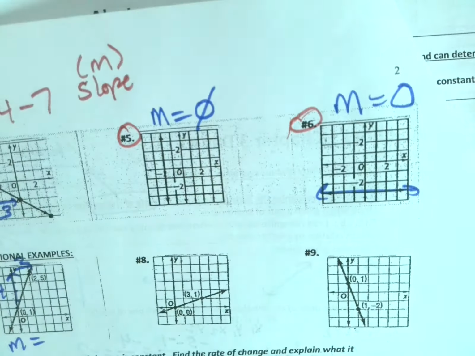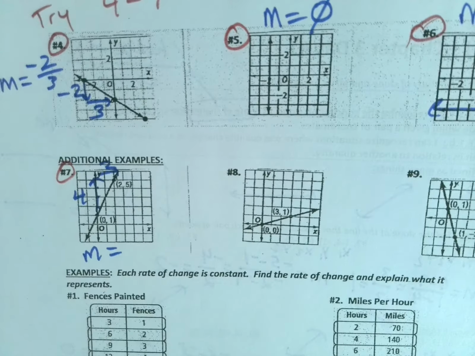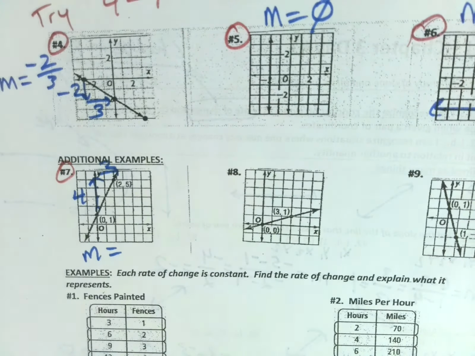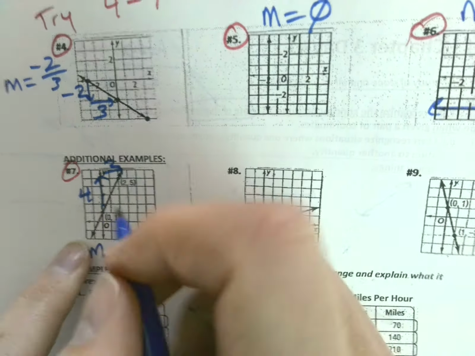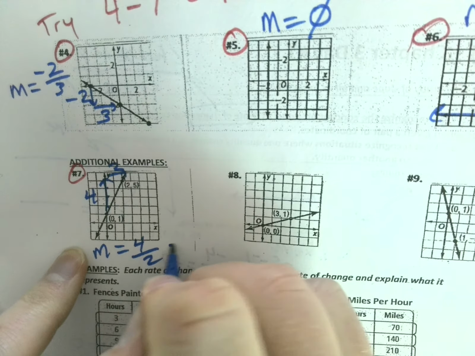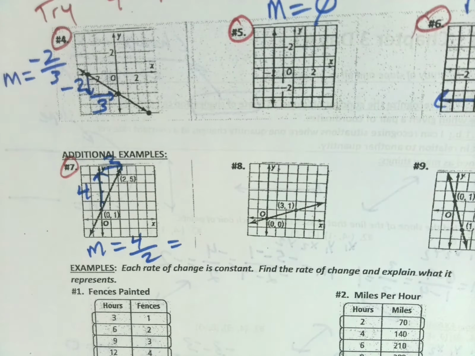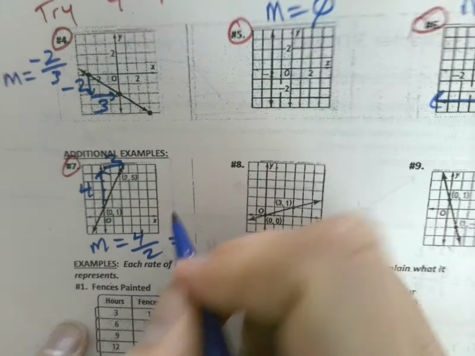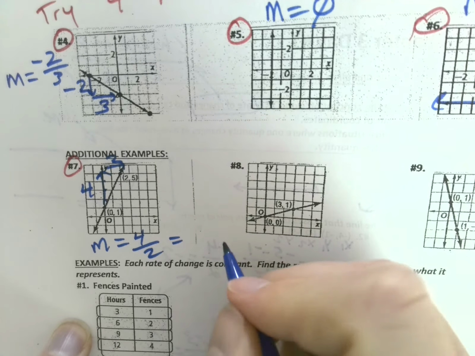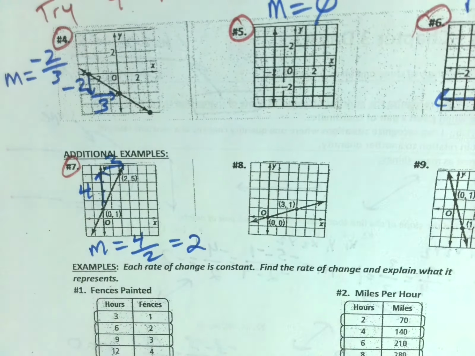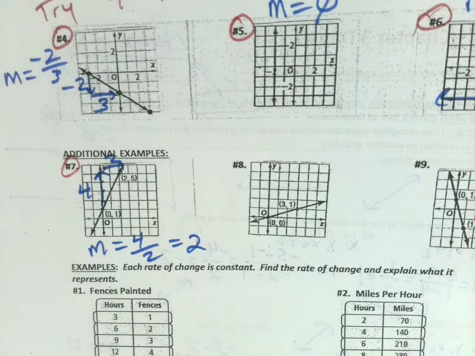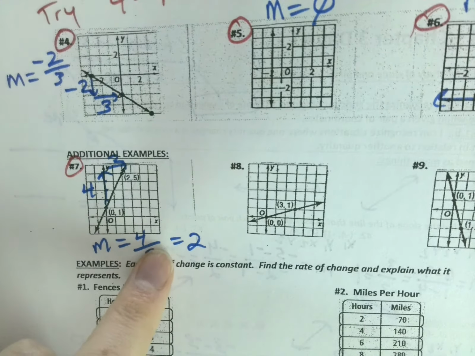You got 4 over 2. And then finally, number 7, we went up 4 and right 2. What can that actually reduce down to? 4 over 2. Not 1/2, big numbers on top. 4 divided by 2 is, what's 4 cut in half? 2, yep. Be careful there, guys. If the bigger number's on top, it's not going to be a fraction like 1/2. 4 over 2 is really just 4 cut in half.